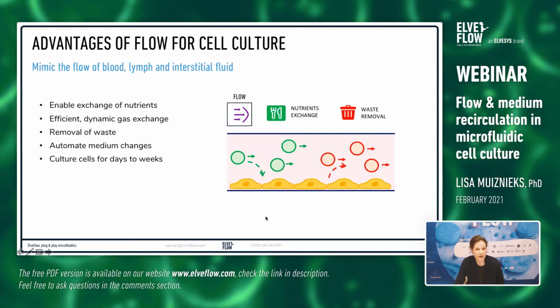The most straightforward benefits of adding flow to cells in culture are to enable a constant exchange of cell nutrients, efficient and dynamic gas exchange, as well as removal of cell waste products. On a practical level, this enables the researcher to automate medium changes and to culture cells in an experiment for days or longer.